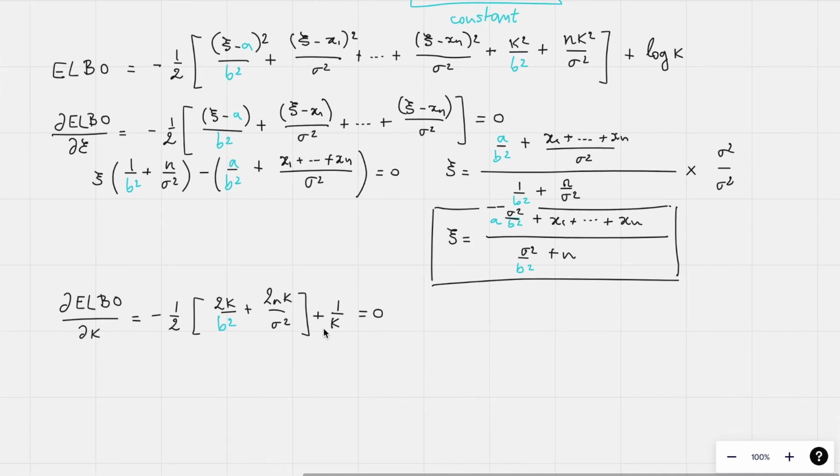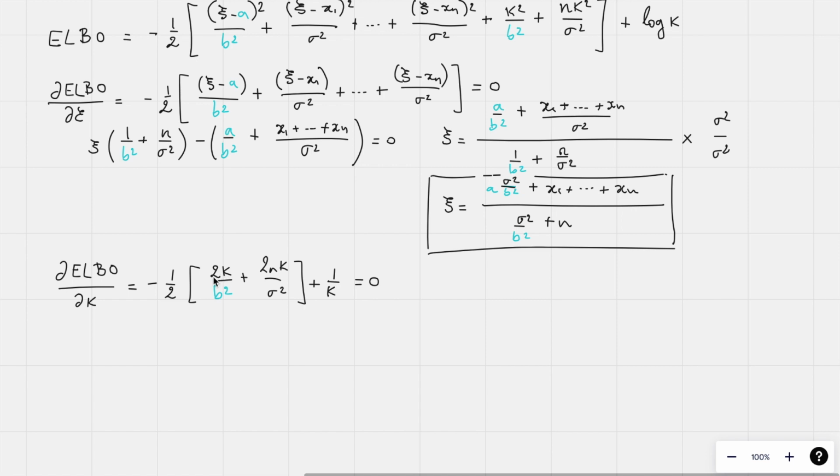So we're going to do a little bit of algebra here. First of all, this 2 and 1/2 cancel out, and I'm going to multiply everything by kappa. So I obtain kappa squared divided by b squared plus n kappa squared divided by sigma squared is equal to 1. So I shuffled things around, I multiplied everything by kappa, and I put this on the other side so that I end up with that.